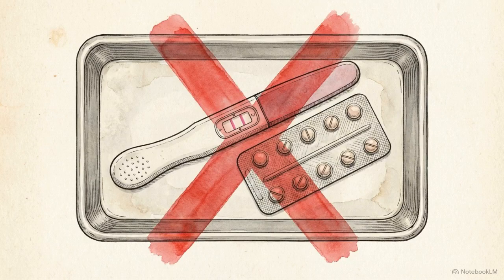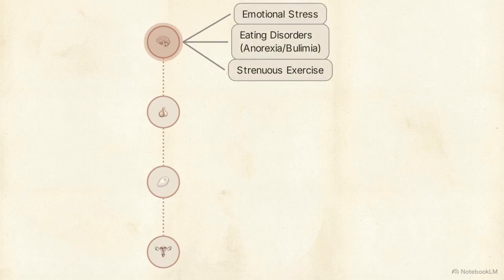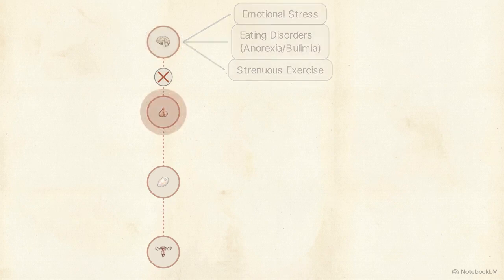When evaluating secondary amenorrhea, the absolute first critical rule-out before beginning any complex endocrine workup is checking for pregnancy and menopause. Once those are excluded, we use a top-down failure model. Starting at the highest level, the hypothalamus, we look for external factors: emotional stress, eating disorders like anorexia or bulimia, and extreme exercise can halt signaling right at the source.